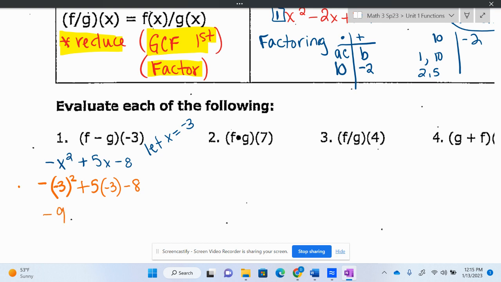5 times -3 is -15. And I have a minus 8. Are all the signs the same? Yes. I have a -9, a -15, a -8. Same signs. Add them all together and keep the sign. So 9 plus 15 plus 8 is 32, and it's going to be negative.